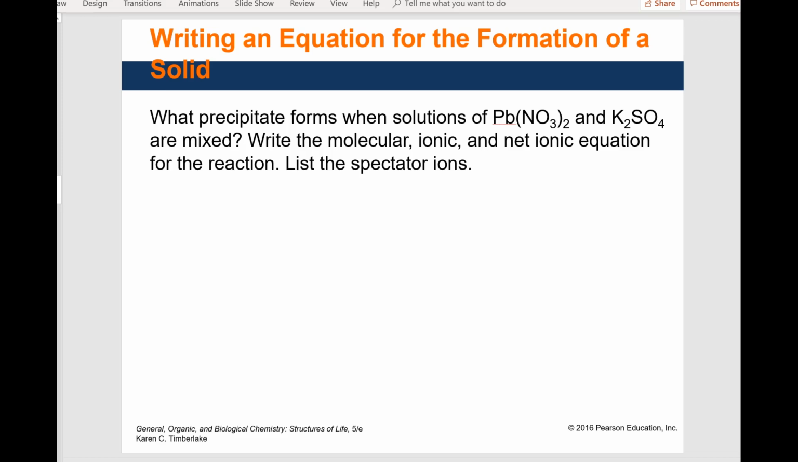And then I want you to write out the molecular equation, the complete ionic equation, or just the ionic equation it's sometimes called, and then the net ionic equation. And tell me who were the spectators. So who was an ion at the beginning, who was an ion at the end, and you took them out to get to the net ionic.